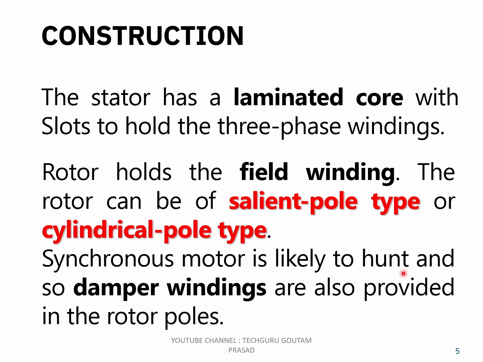So basically, this situation must be avoided, and it is avoided with the help of damper winding placed on the rotor poles. So a damper winding is nothing but damper. It is the presence of the damper bars on the tip of the rotor poles, and they are kept shorted on either side of the face, basically, and this helps the synchronous motor to avoid hunting.